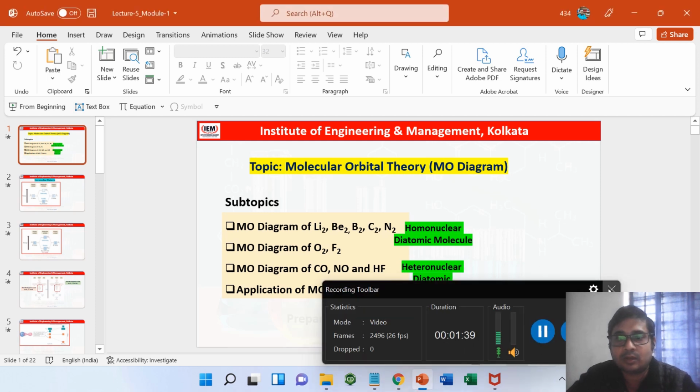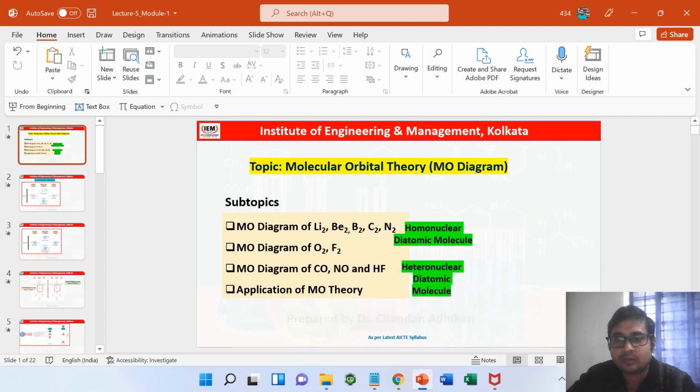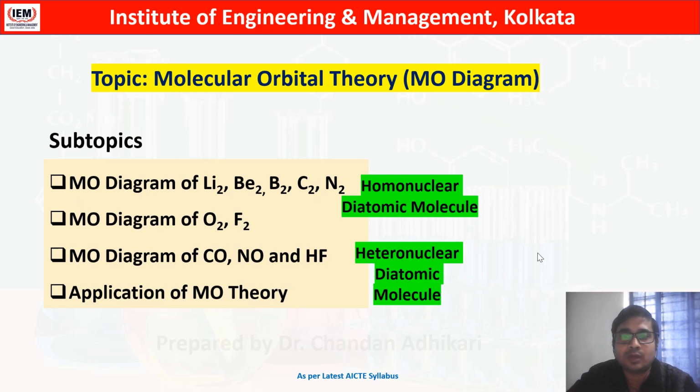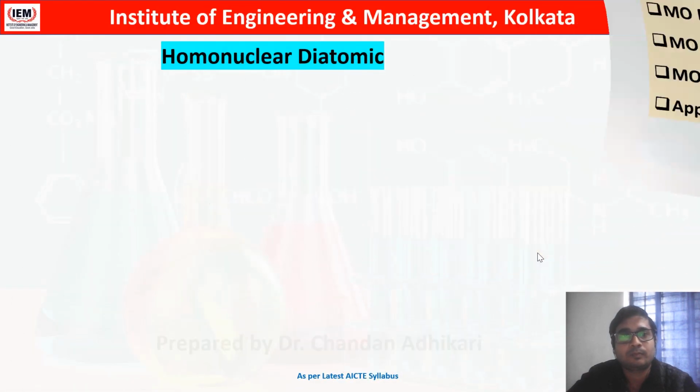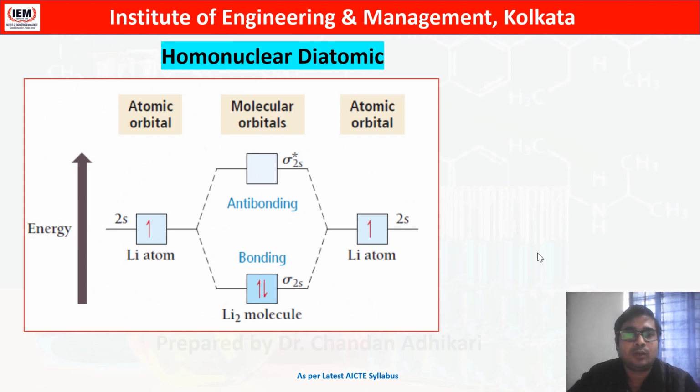So now let us start. We will first discuss the homonuclear diatomic molecules, and then we will discuss the heteronuclear diatomic molecules. Now, as you know, in molecular orbital theory, generally two atomic orbitals combine and form molecular orbitals. The number of atomic orbitals is equal to the number of molecular orbitals.